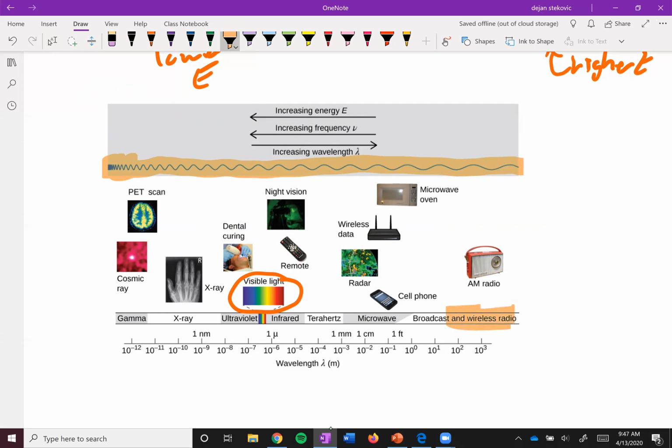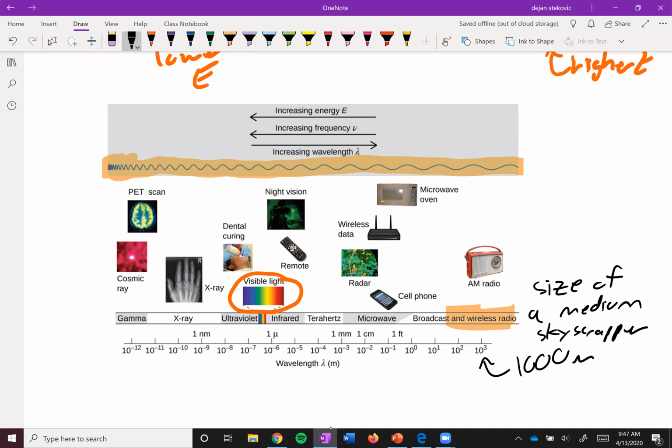We get very large wavelength. And so if you look at this, this wavelength is 1,000 meters. So that's pretty huge. That's like the size of, I don't know, maybe a medium sized skyscraper, something like that. So waves can be really huge, or on this other side, 10 to the negative 12 meters, that's about the size of an atom. So waves can also be really tiny.